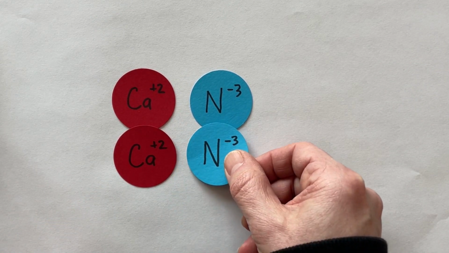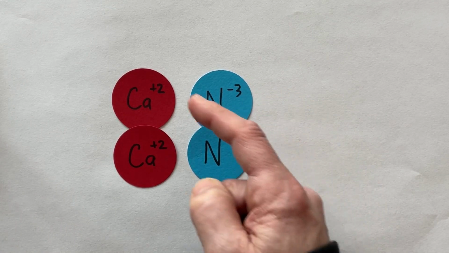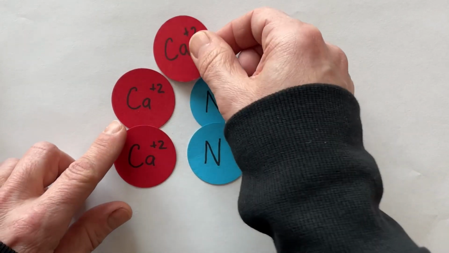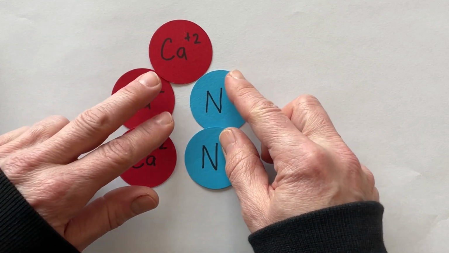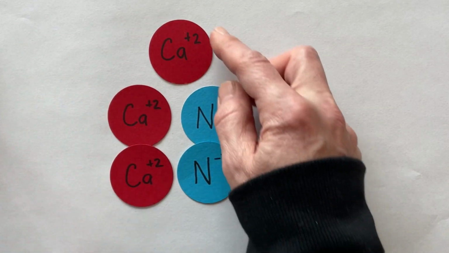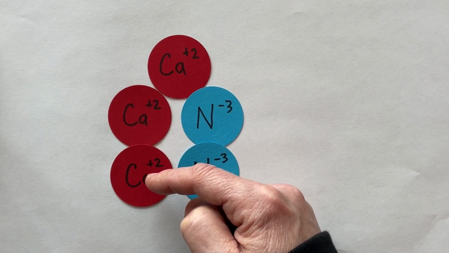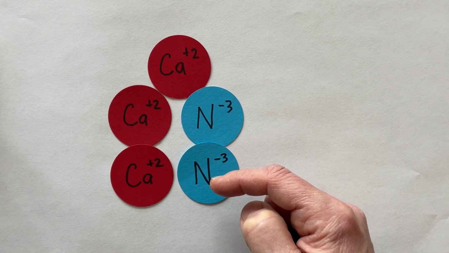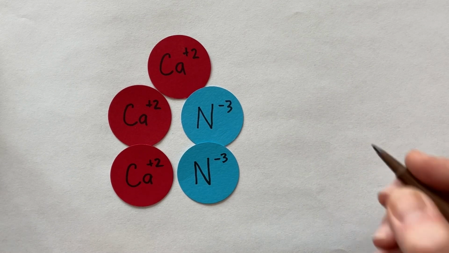I have added another nitrogen or nitride ion. Now I have a total of -6 and a +4. I will add 1 more calcium, and I will achieve my goal of creating an overall neutral compound. I have a +6 in the calciums, and I have a -6 in the nitrogens, for a total value of 0. I have written my chemical formula correctly, and I will write it out here.